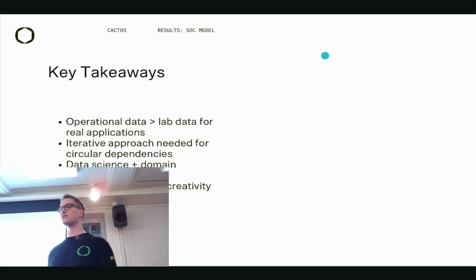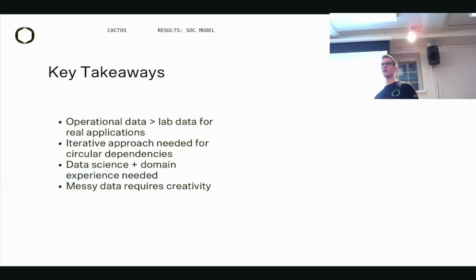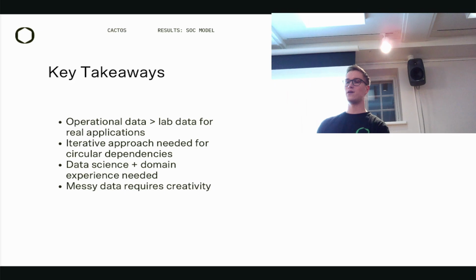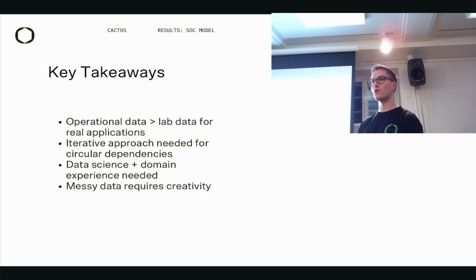So, key takeaways. Operational data can be better for creating models for real applications compared to laboratory data, but this does bring some challenges. For example, the need for an iterative approach to overcome circular dependencies and observability challenges. Through data science and domain expertise, you can create novel methods and accurate models from messy data. This does require quite a bit of work and creativity, but results speak for themselves.